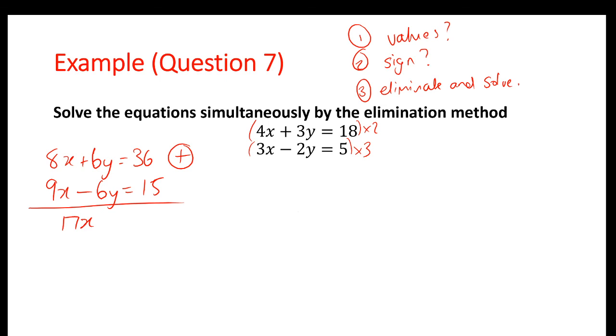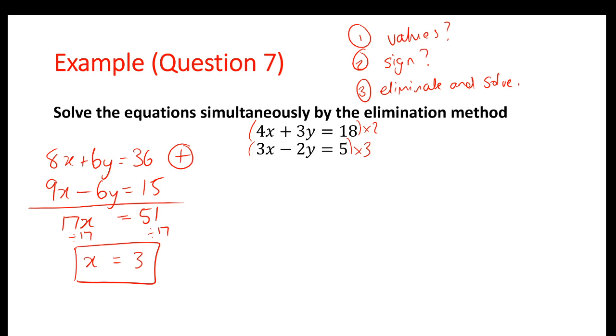6y plus minus 6y. When the plus and the minus are next to each other they just become minus. So 6y minus 6y is 0, and that's equal to 36 plus 15, which is equal to 51. Now, to get our x by itself, we're going to divide both the left-hand side and the right-hand side by 17. And that should give us x is equal to 3, as 17 times 3 is equal to 51.